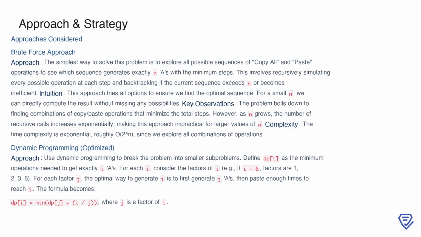For small values of n, this approach works well, as it guarantees we don't miss any possibilities. However, as n grows larger, the number of recursive calls increases exponentially, making this approach computationally impractical. The time complexity here is approximately 2 to the power of n, which quickly becomes infeasible for larger values of n. To address this, we turn to more efficient strategies, such as dynamic programming.